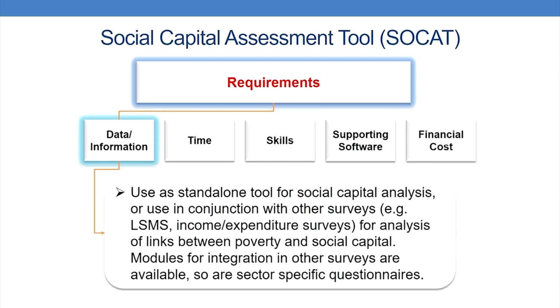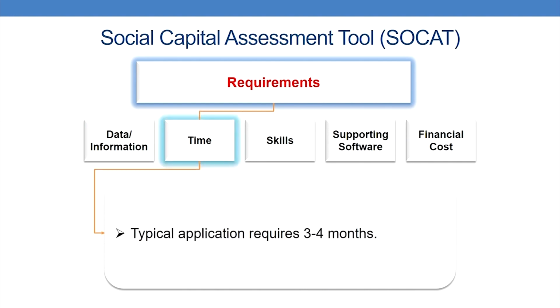Example, this is income surveys, this is lifestyle surveys for analysis of links between poverty and social capital, and also modules for integration in other surveys are available, as are sector specific questionnaires. With respect to time, the typical application requires 3 to 4 months. So, this is something that must be kept in mind when you are designing your research.